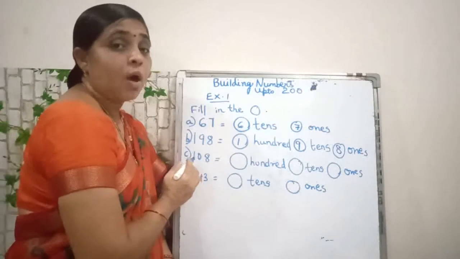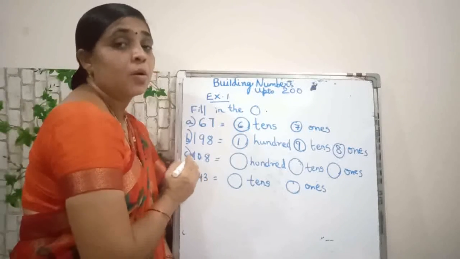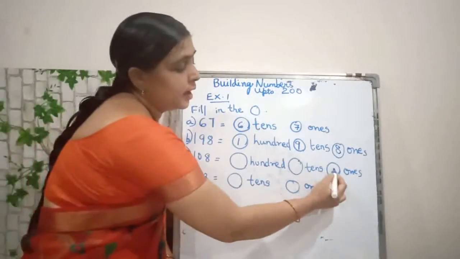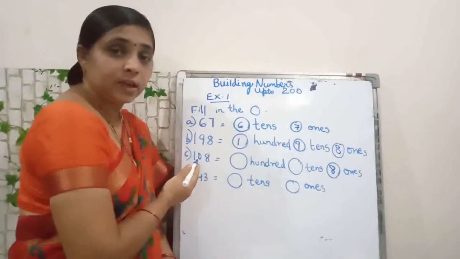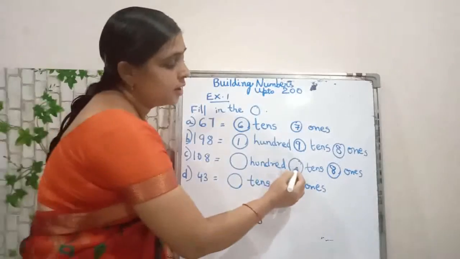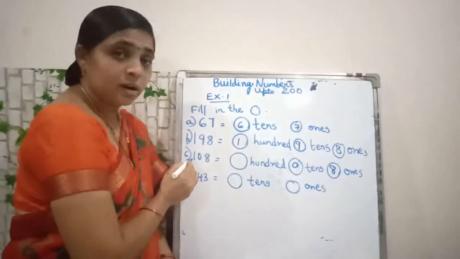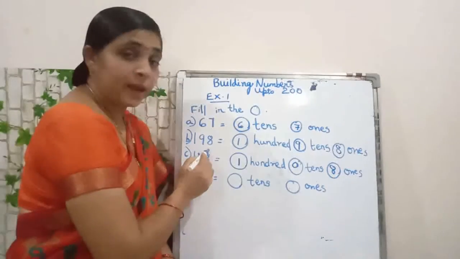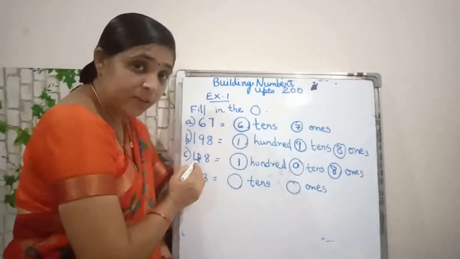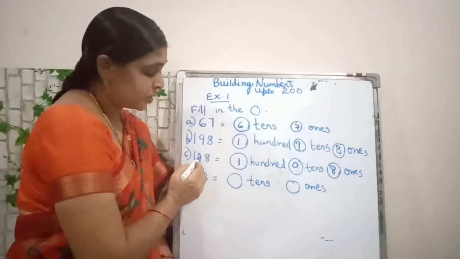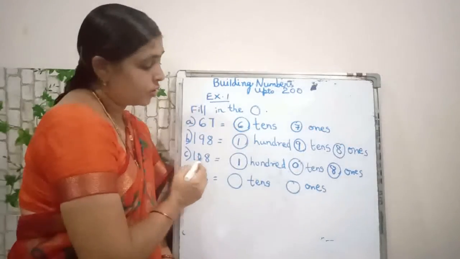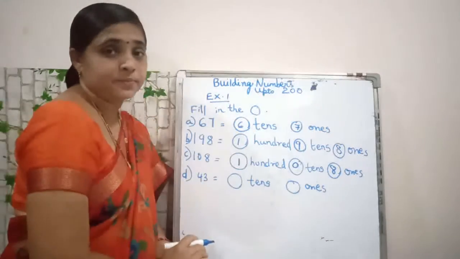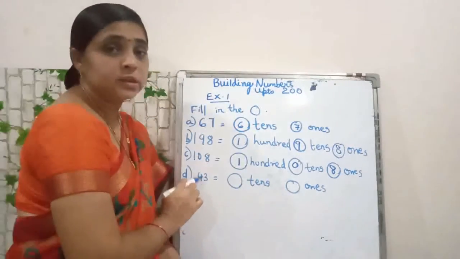Next number, 108. Here ones 8. You have to write 8 ones. How many tens are there? 0. Nothing is there. You have to write 0 tens. And 100. You have to write 100. In ones place 8 is there. In tens place nothing is there, so you have to write 0. And in hundreds place 1, so you have to write 1. 100, 0 tens, 8 ones. 108.